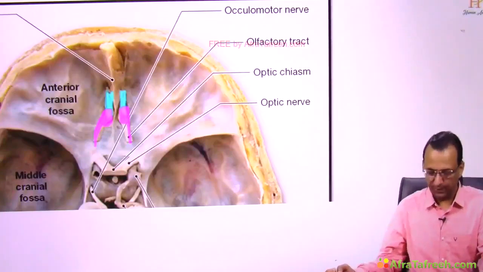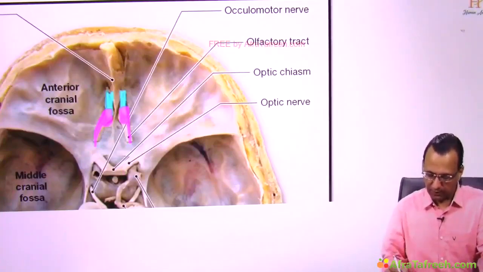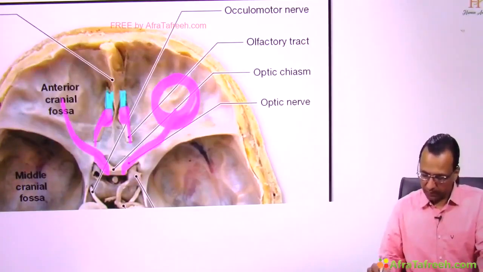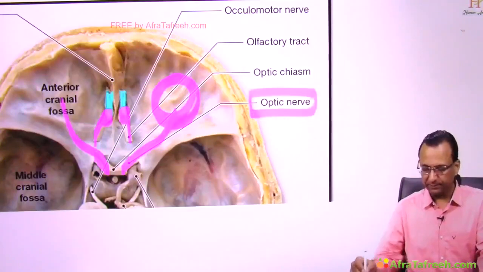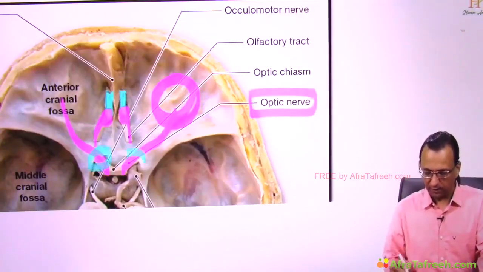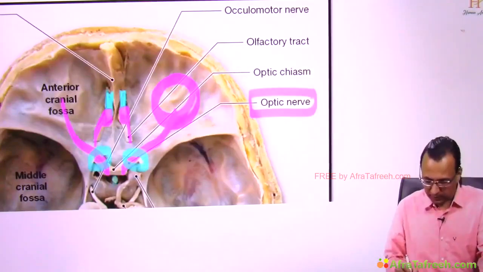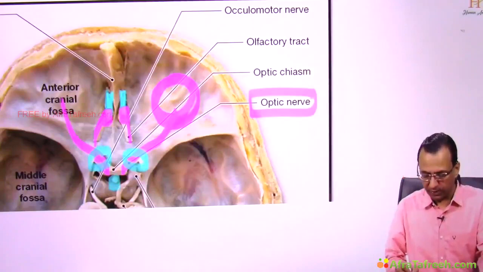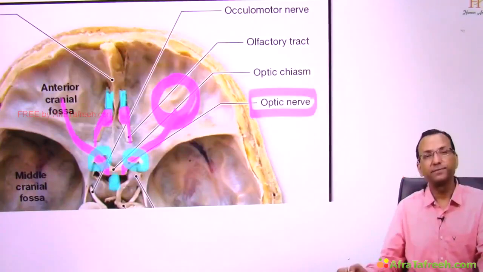Can you tell me what is this nerve coming from the eyeball? Of course, this nerve coming from the eyeball is the optic nerve, passing through the optic canal in the lesser wing of the sphenoid. What is this? This is the pituitary gland in the sella turcica in the midline.